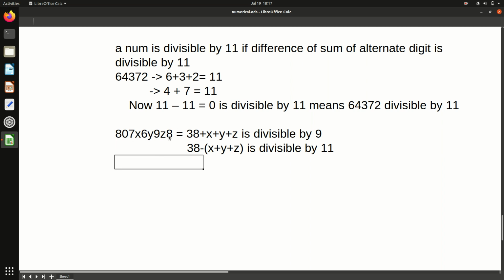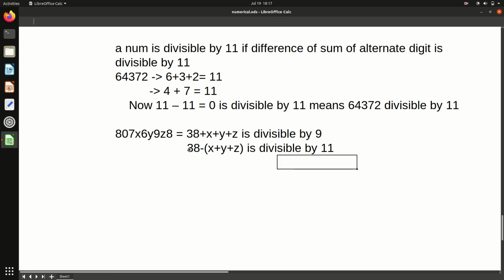So we will apply the divisibility rule of 9 here. For that we will just take the sum of all digits. So 8 plus 7 plus x plus 6 plus y, if you add all this, it will be 38 plus x plus y plus z. And we know that this is divisible by 9. It means 38 plus x plus y plus z should be divisible by 9.